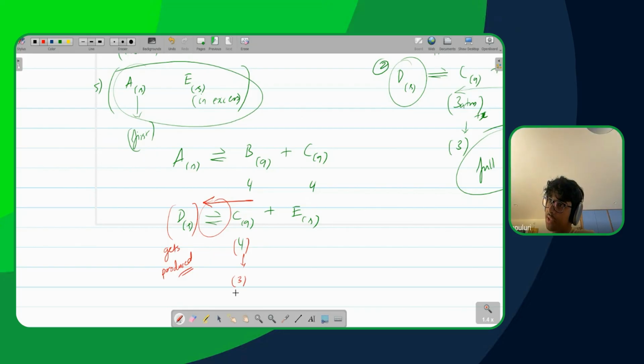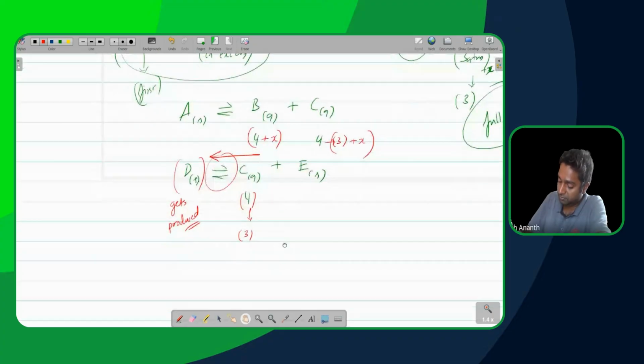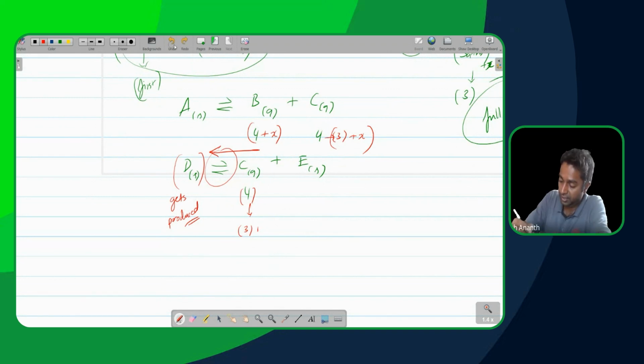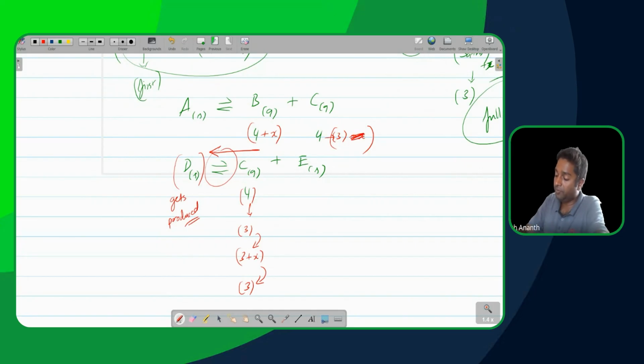In the first reaction, this will also go back to 3 then. That means this will increase now. It will become 4 plus x, and this will become 3 plus x. This 3 would have then changed into 3 plus x, which will then change back into 3 again. So this will remain at 3 only, and this will be at some 4 plus x, where 4 plus x into 3 will now be equal to my 8.